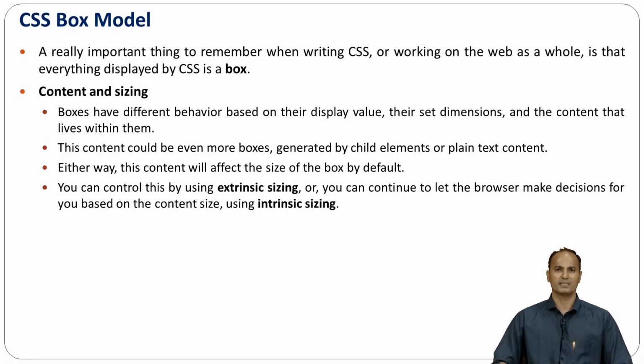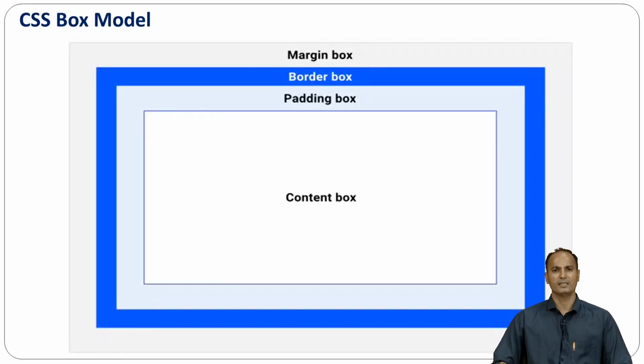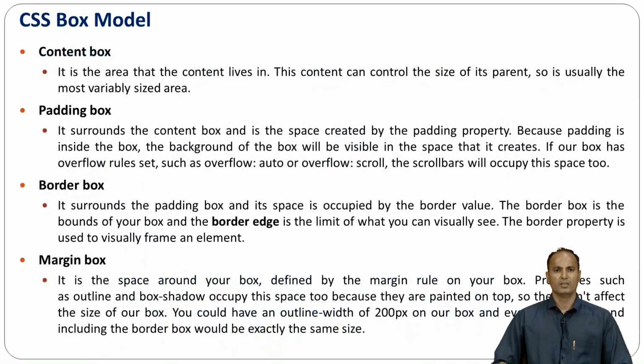Now the pillar, or the heart, of CSS is its box model. The box model consists of various objects: margin box, border box, padding box and content box. Content box is the area that the content lives in. This content can control the size of its parent, so it is usually the most variably sized area. Padding box surrounds the content box and is the space created by the padding property.